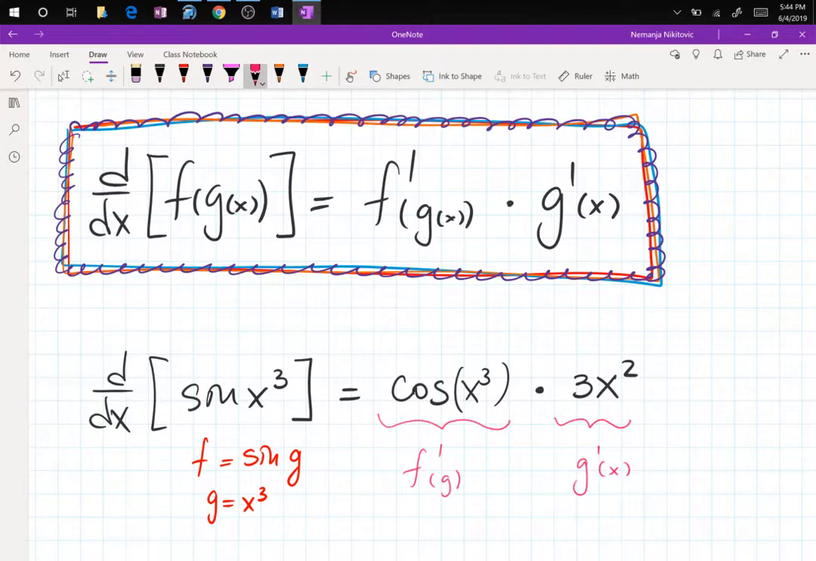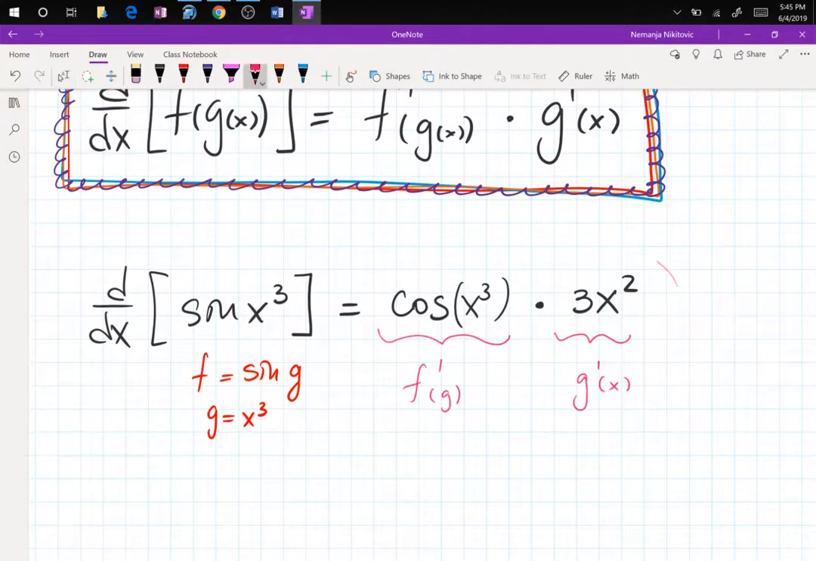So the derivative of sine is cosine, and then we copy what I call the guts. All right? So you copy the guts. The derivative of sine g, where g is the entire x cubed, is cosine g, and then you plug in x cubed for g. Then you take the derivative of g alone, and you get this part, which is called the chain. So that's the first example.